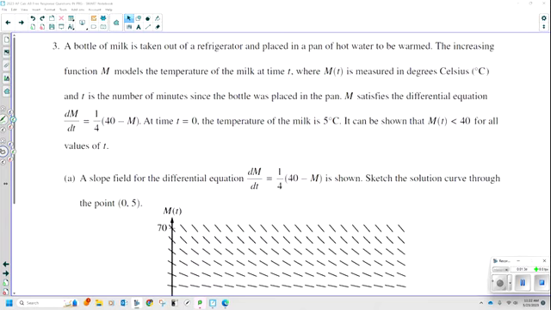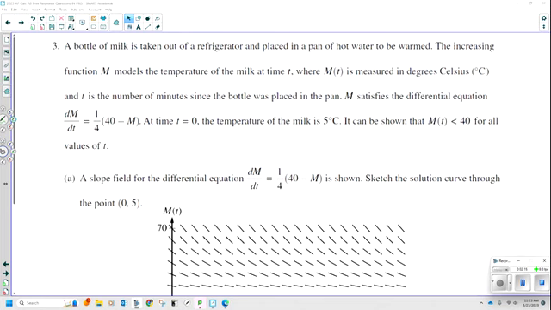Number 3 reads, a bottle of milk is taken out of a refrigerator and placed in a pan of hot water to be warmed. The increasing function m models the temperature of the milk at time t, where m of t is measured in degrees Celsius, and t is the number of minutes since the bottle was placed in the pan. m satisfies the differential equation dm/dt equals 1/4 (40 minus m). At time t equals 0, the temperature of the milk is 5 degrees Celsius. It can be shown that m of t is less than 40 for all values of t.